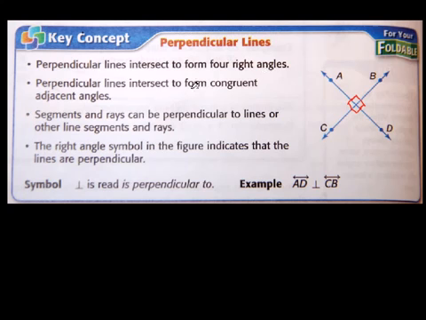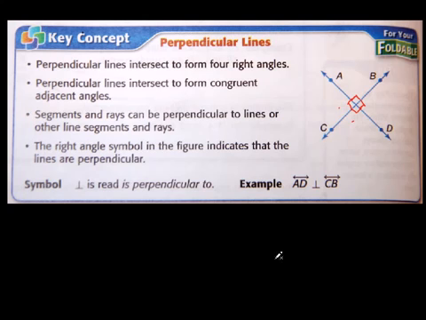And also, they intersect to form 4 congruent adjacent angles. Like this one and this one are adjacent, and they're equal to each other. This is 90 and this is 90. These two are congruent, and they're adjacent. These two are congruent, they're adjacent. These two are congruent, and they're adjacent. So that's true. It says segments and rays can be perpendicular to lines or other line segments and rays.